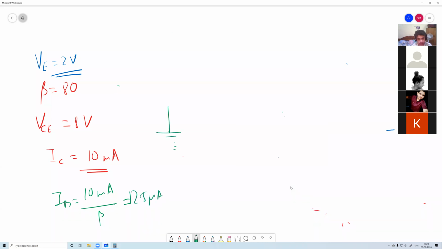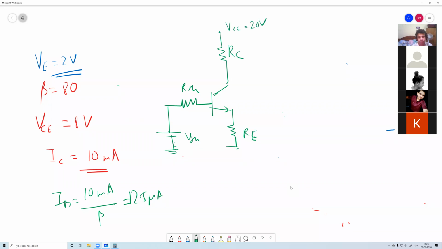And this is my VTH circuit. VTH is unknown. RTH is also unknown. This is known. This is 20 volts. This is IB. This is 2 volts. So obviously this will be 2.7 volts. So VTH minus 125 microamps times RTH, that is 2.7.